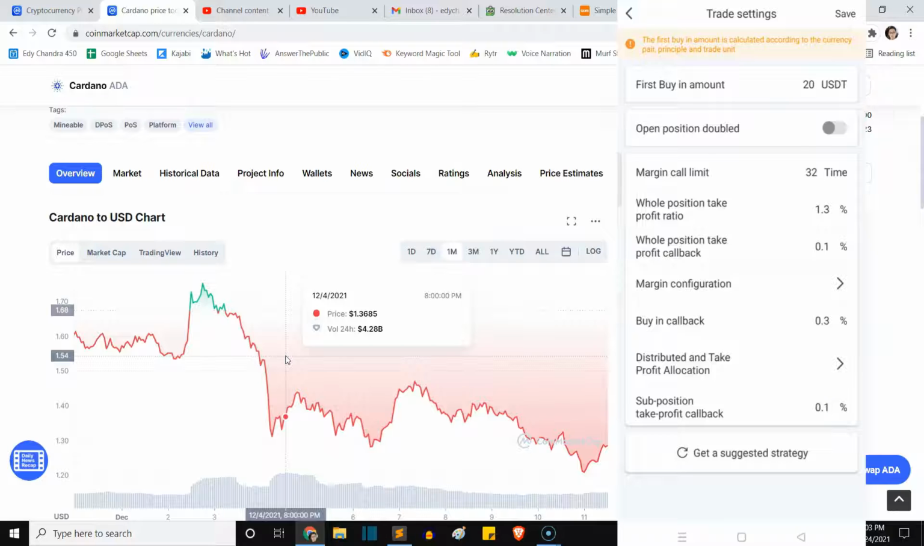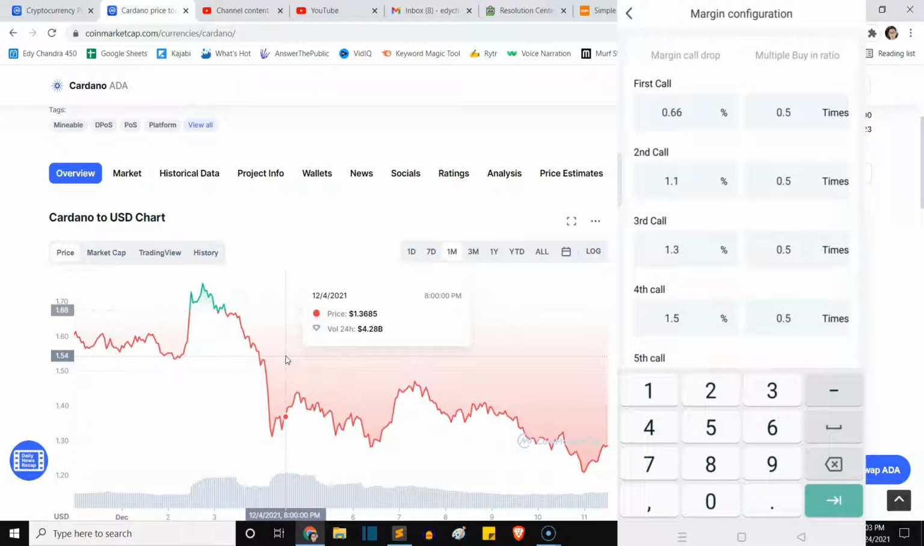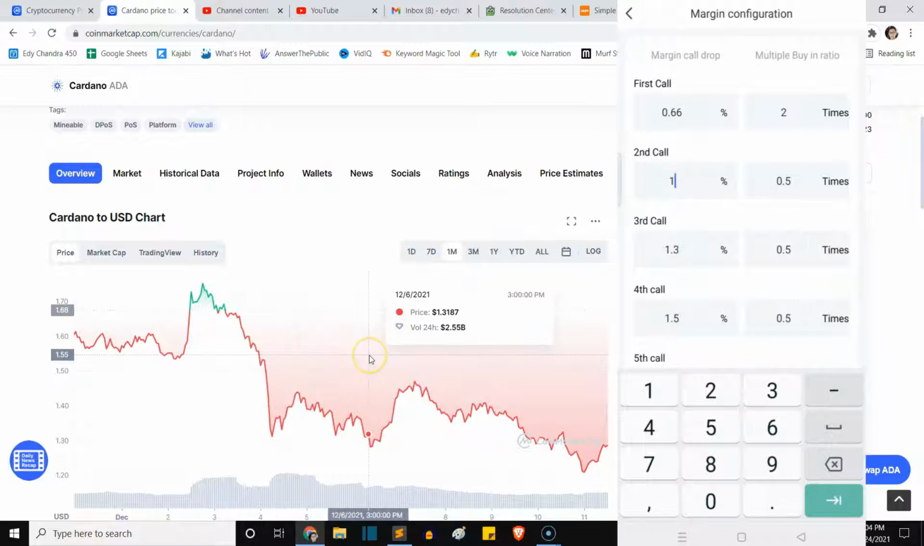now my margin configuration, I will set it like this. Now this one I will times 2. So our first buy in amount just now is 20, right? So when it drops, I will buy $40. That's what I will do, because oftentimes this is very profitable. Then the rest I will put 0.5, which is $10. 20 multiplied by 0.5 is $10.